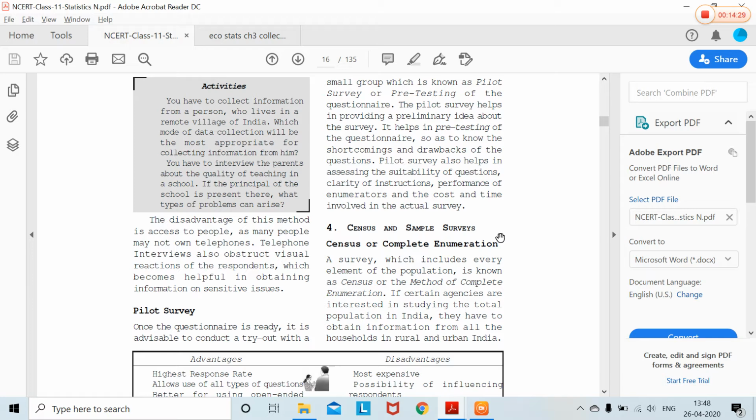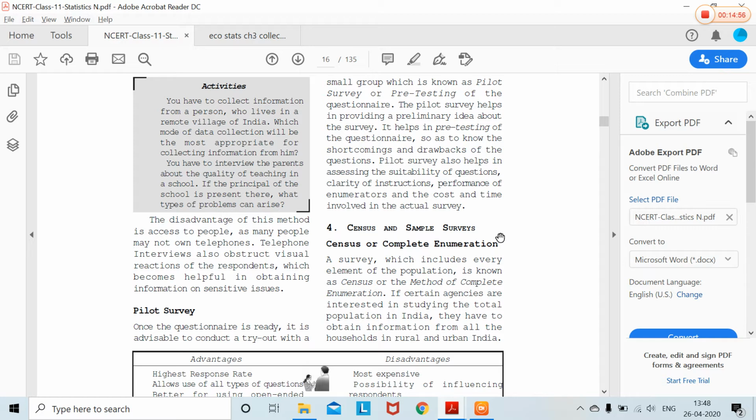The next thing to decide is which method of data collection I would like to take, whether the mailed questionnaire, direct personal investigation which we did, or indirect oral investigation. After deciding that, let us suppose I decided direct personal investigation. I'll be going door to door and making inquiries. Let us suppose I decide that. After that, I actually need to prepare a questionnaire.